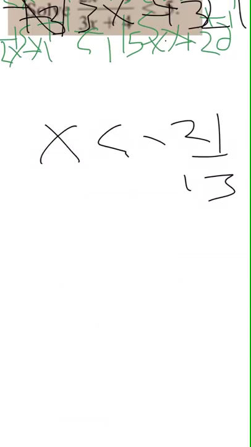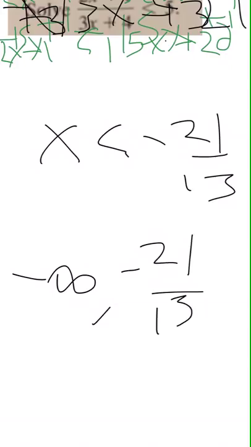So to write this in interval notation, go from negative infinity to negative 21 over 13. That would be a parenthesis since you can never reach negative infinity. And negative 21 over 13 since it's strictly less than that, and since we're looking for the values that are strictly less than negative 21 over 13, it'd be a parenthesis.